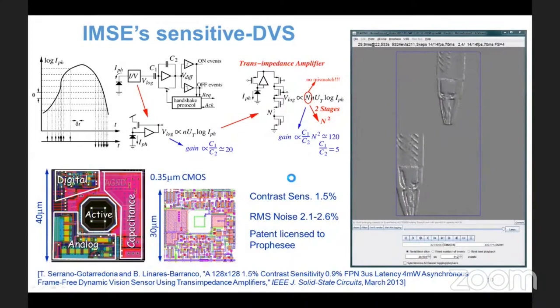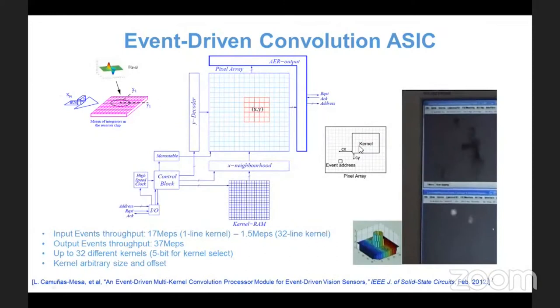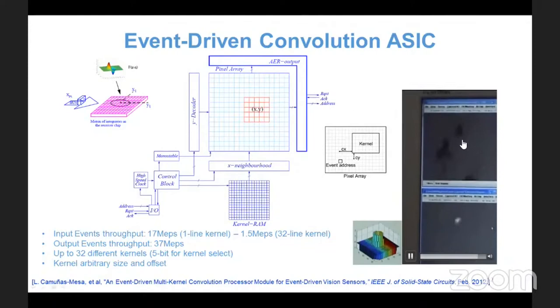The next slide. Okay, so now we go to convolutions. When doing event-driven convolution, here is, for example, a recording. We have an output of a sensor. There is a person juggling with three balls, and we programmed the convolution chip with a circular kernel to track the balls. And you can see here the outputs of the convolutions.